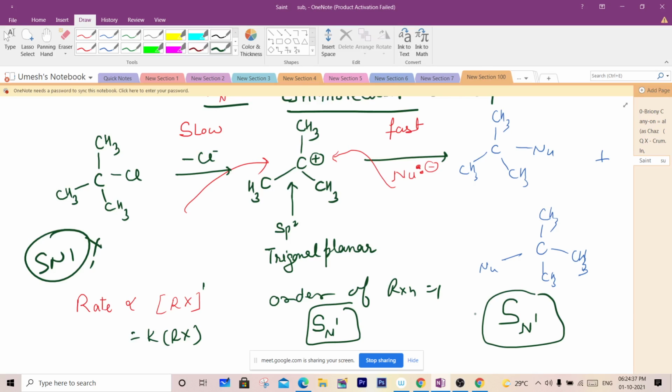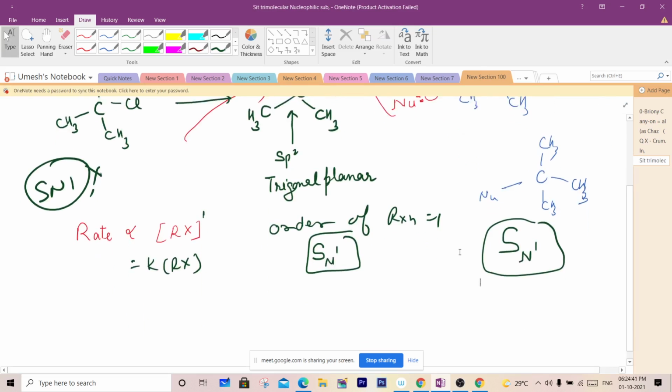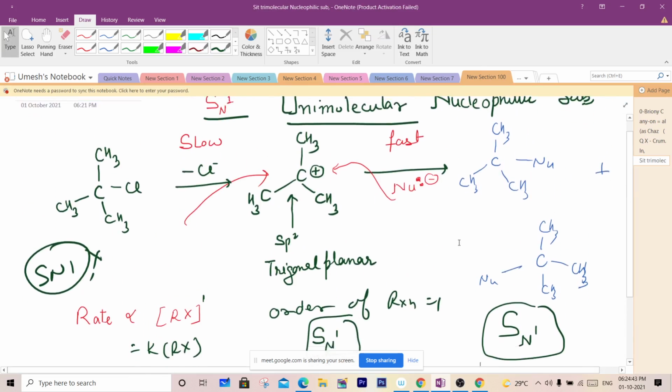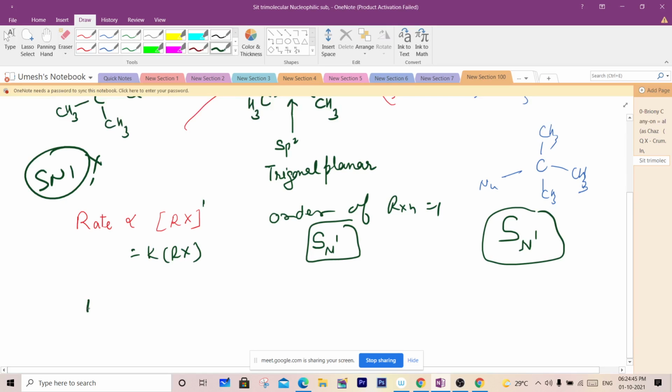SN1. The rate of reaction depends upon one molecule, that is why we call it unimolecular. What is the reaction intermediate here? The tertiary carbocation. Yes, the intermediate is the carbocation.